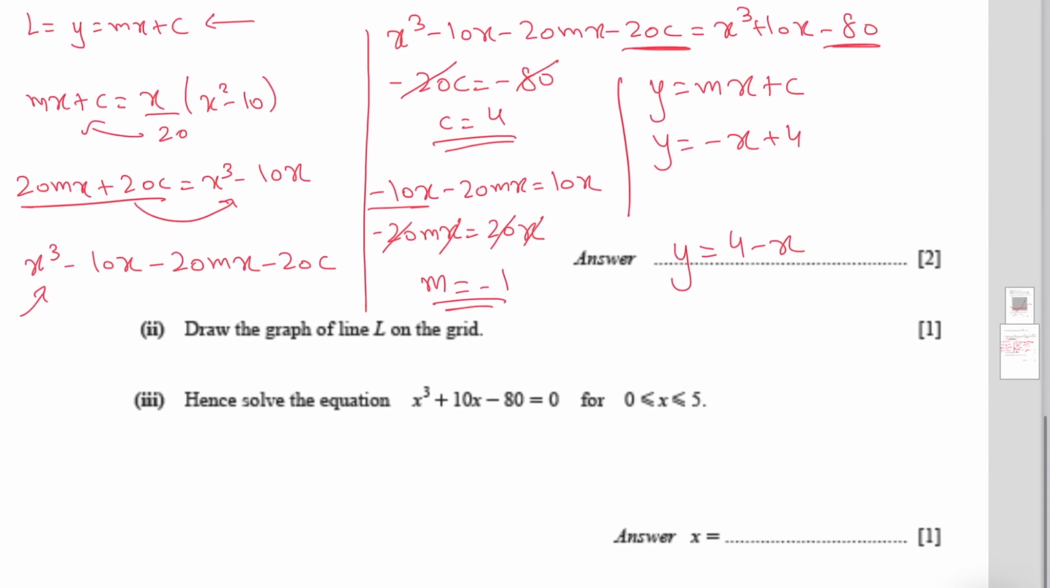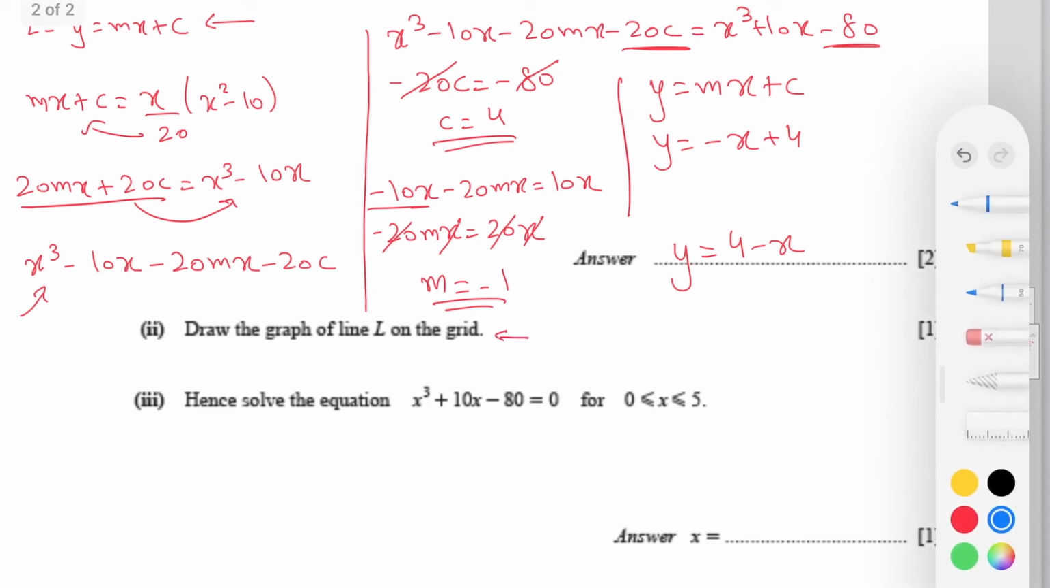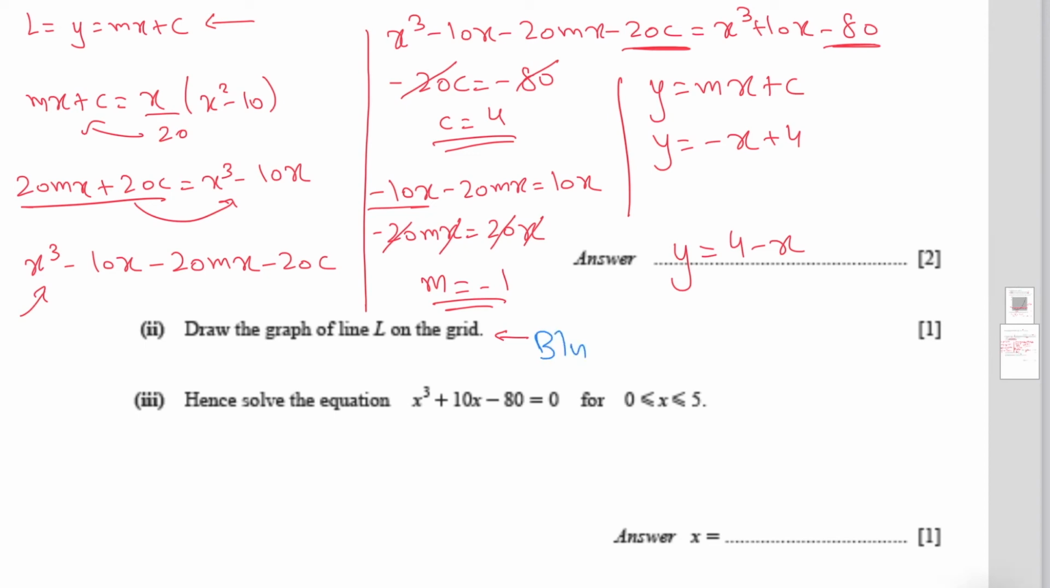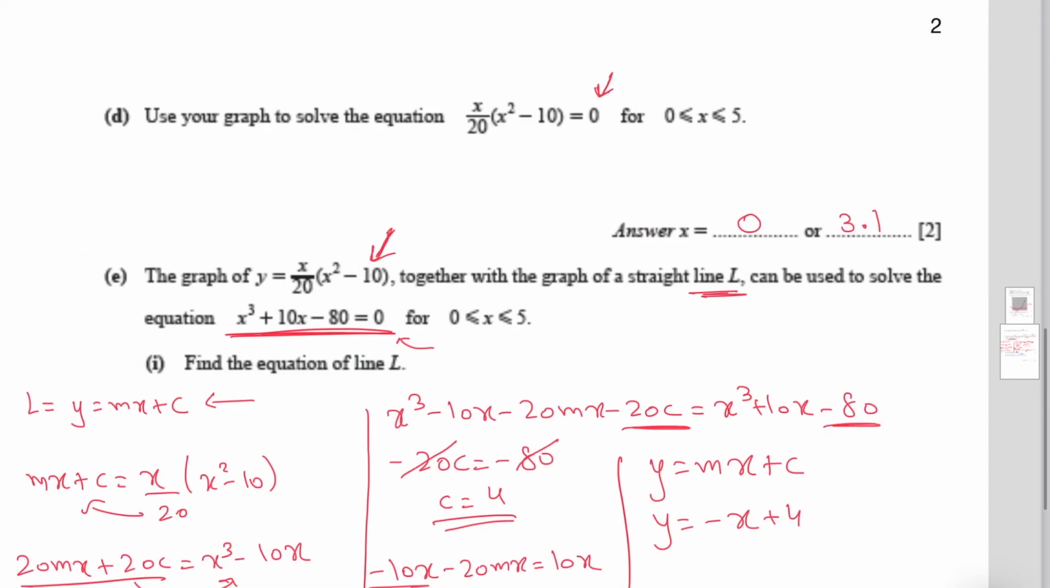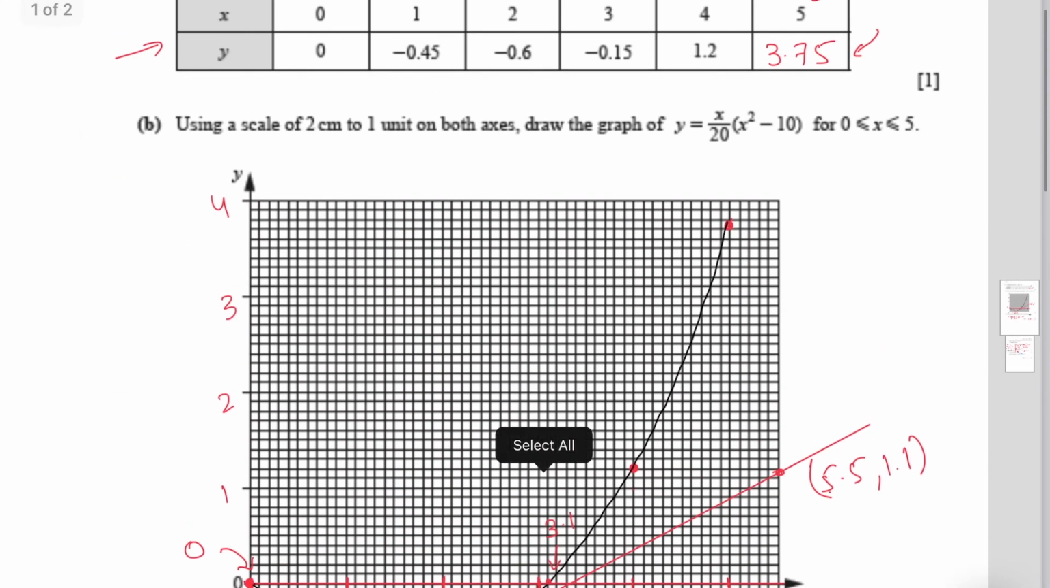That's done. The next part says draw the graph of the line L on the grid. Let's do that in another color. Let's do that in blue. Okay, so we have this equation right here. Let's write it down over here and make things easy for us. Y equal to 4 minus x. So let's choose 3 values of x to find 3 values of y. So if x is 0, 1 and 2, the y values become 4, 3 and 2.